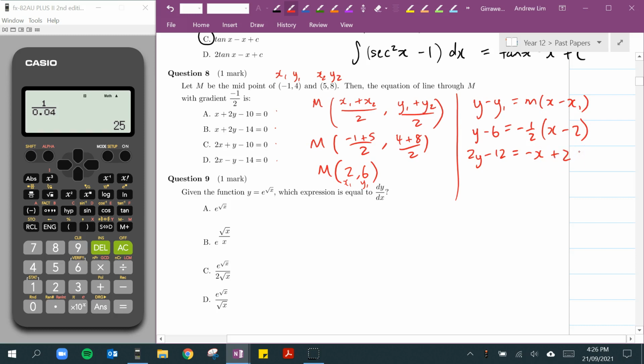In general form, x is always positive, so I'm going to move this entire side to the left hand side to make x positive. This leaves me with x plus 2y, and I need to minus 2 from minus 12, so that's minus 14, and we've got nothing left on the right hand side. So the answer is B.